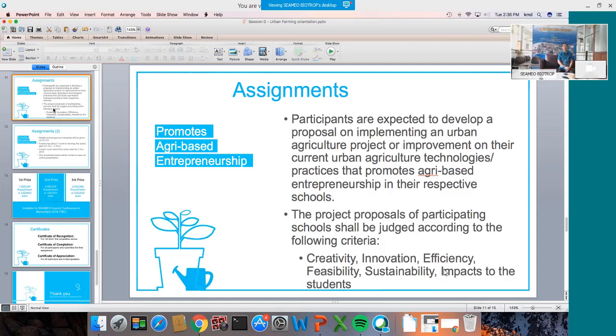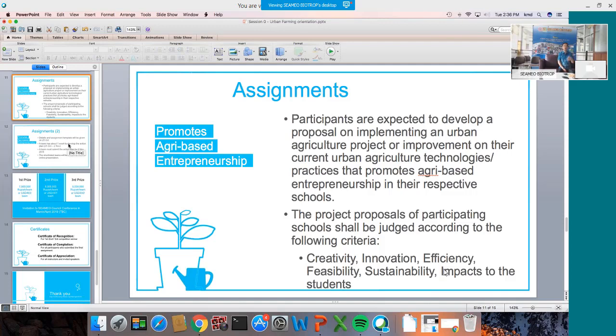So how do we now assess your proposals? The proposals will be evaluated according to the following criteria. One, we will evaluate it in terms of creativity. Second, innovation. Third, efficiency. The fourth, feasibility. The fifth, sustainability. And the last, impacts to the students or to the school in general. This criteria has different percentages that we will explain to you later on as we move on to the assignment.